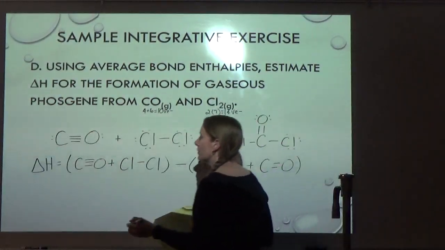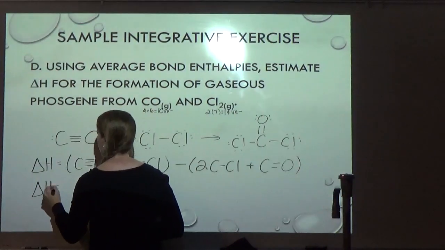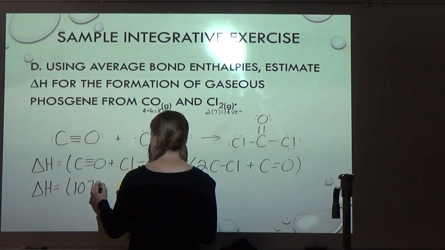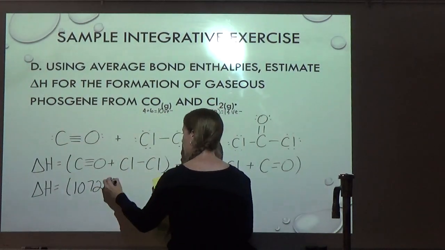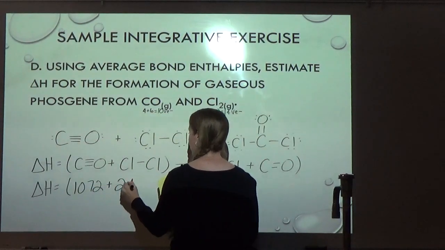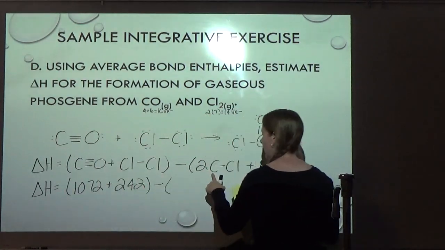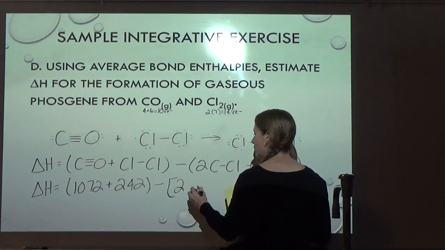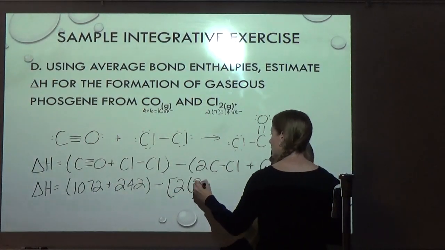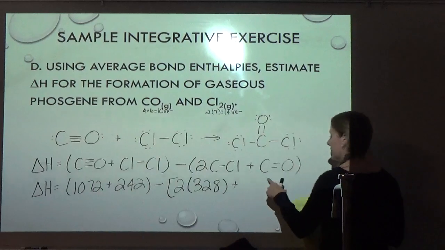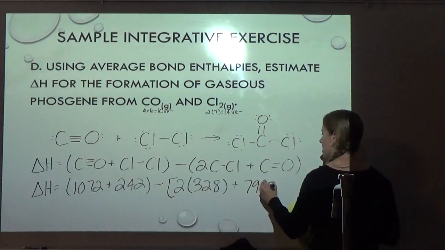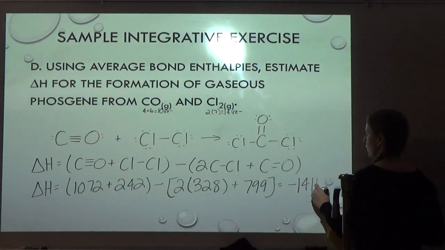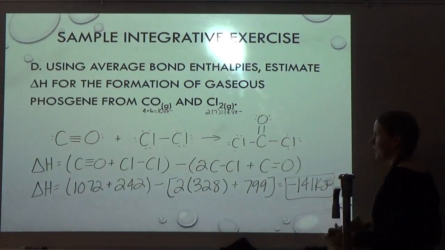Alright, so then you just use your bond enthalpies chart. So, my C triple bond O is 1072. My Cl single bond is 242. I have 2, oh hang on, let me change it to brackets. I have 2 CCl bonds, which is 328. And I have a C double bond O bond, which is 799. And so once I subtract, I get negative 141 kilojoules, just like that.